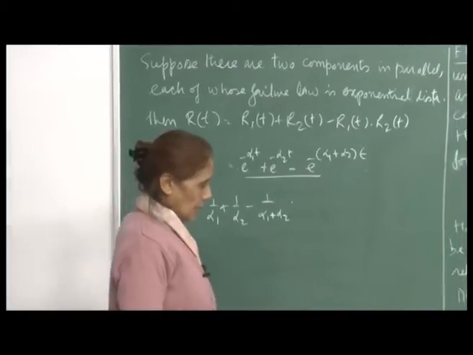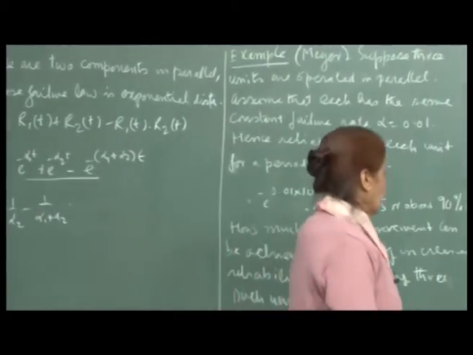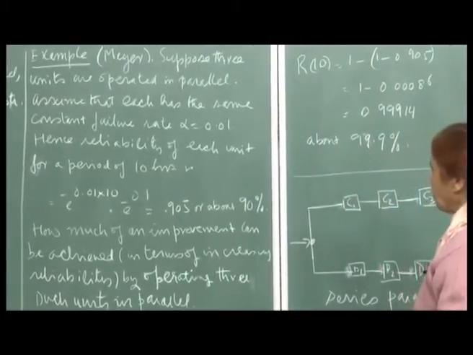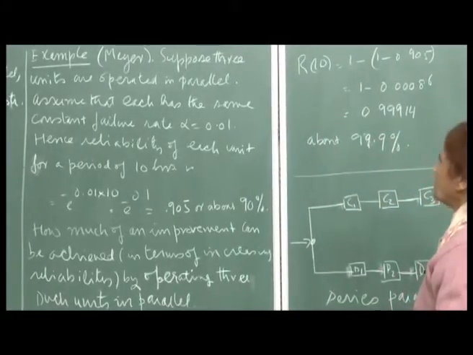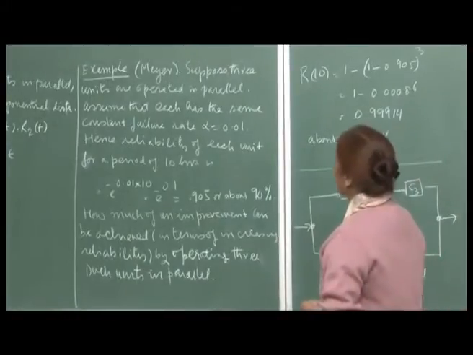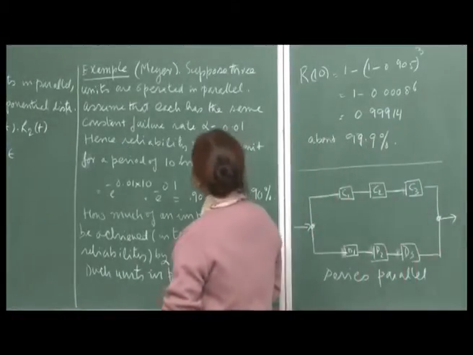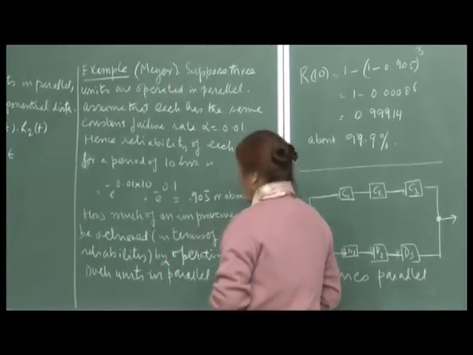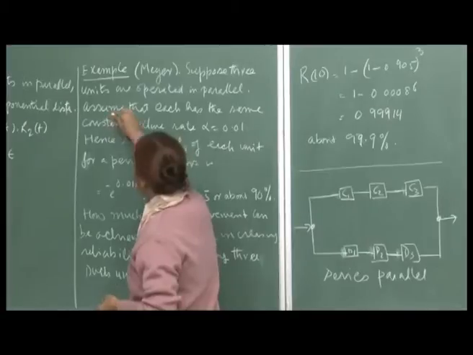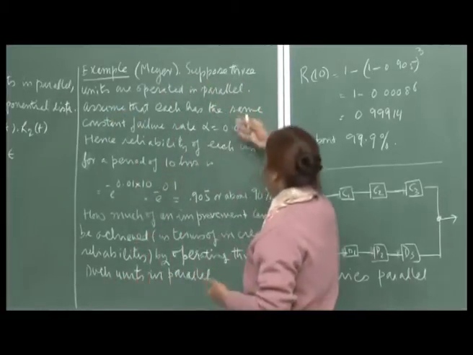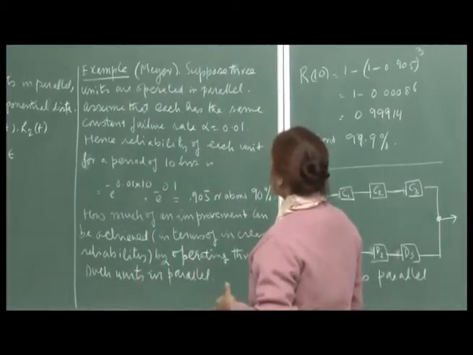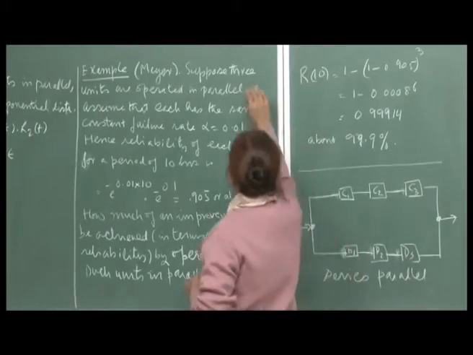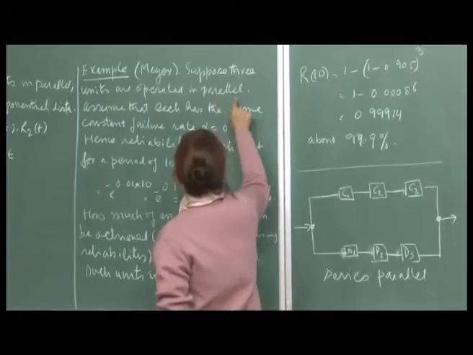Now, again, just to drive home the point that parallel arrangements of components definitely increase the reliability of the system, I have taken this example from Meyer's book, which again is a very old one, but a very good one. I will give you the reference, but the book may not be easily available. Okay, it does not matter. Suppose 3 units are operated in parallel.